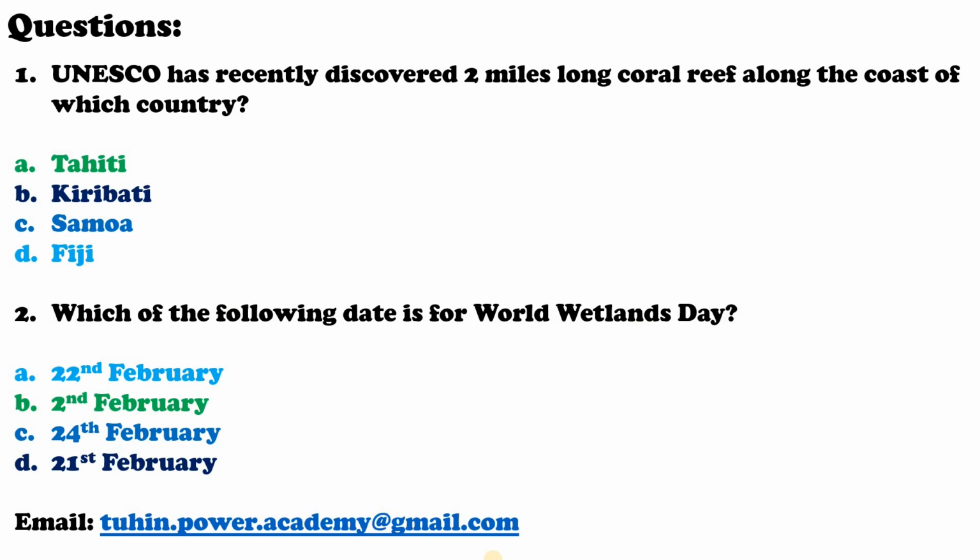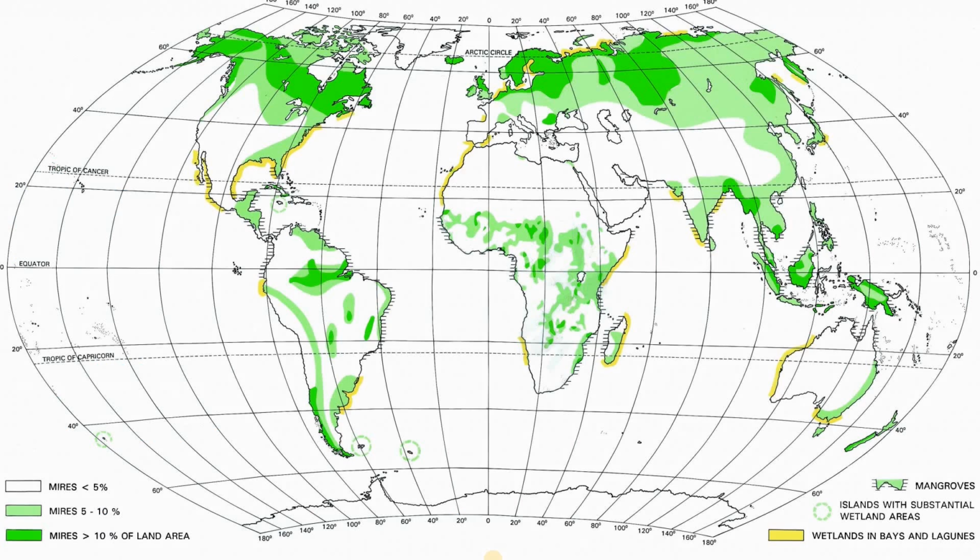Now the questions. The first question is, UNESCO has recently discovered a 2 miles long coral reef along the coast of which country? The first option is Tahiti, second option is Kiribati, third option is Samoa, fourth option is Fiji. The second question is, which of the following dates is for World Wetlands Day? First option is 22nd February, second option is 2nd February, third option is 24th February, fourth option is 21st February.